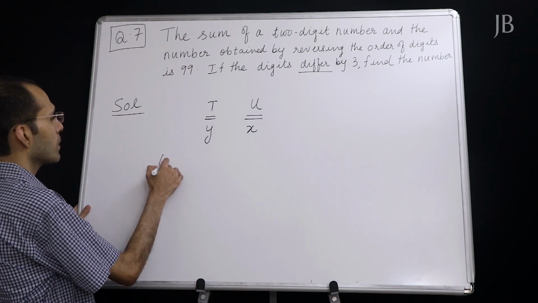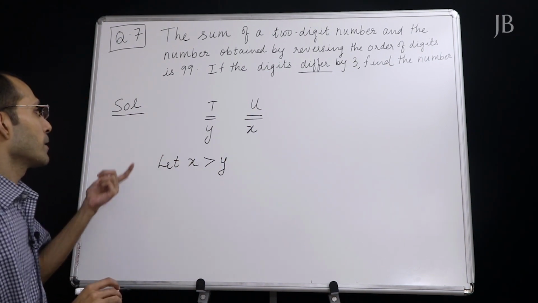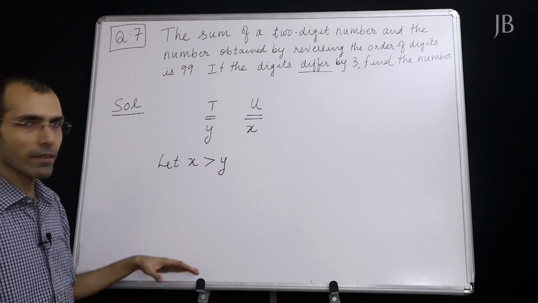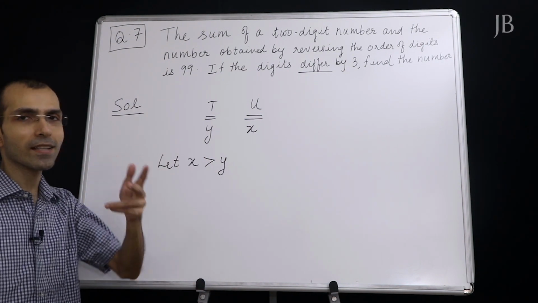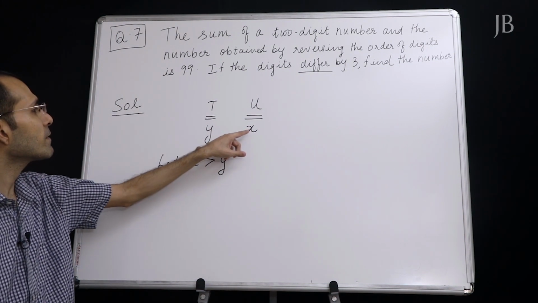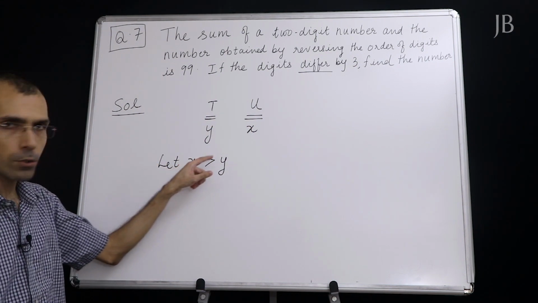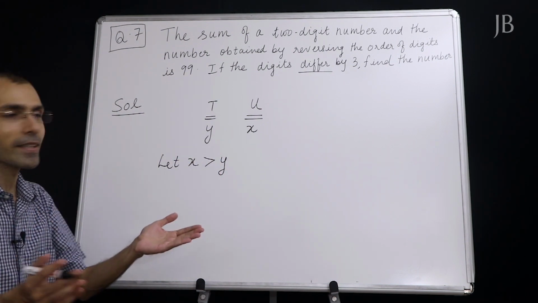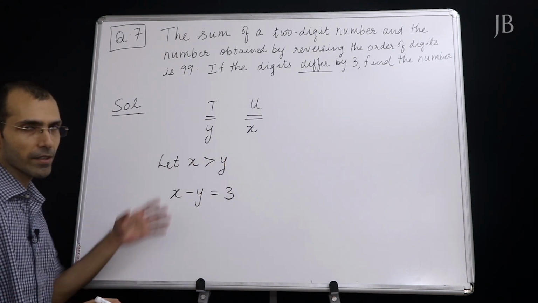We will say, let x be greater than y. If you want, y can also be greater than x in this case. We will consider only one case from the exam viewpoint. Accordingly, people will get two different answers for this question and both would be correct, but we restrict to one case. Let the units digit be bigger, so let x be greater than y. Open mouth is towards x. Now the digits are differing by 3, so x minus y will be 3 and not y minus x, the way we have taken it.